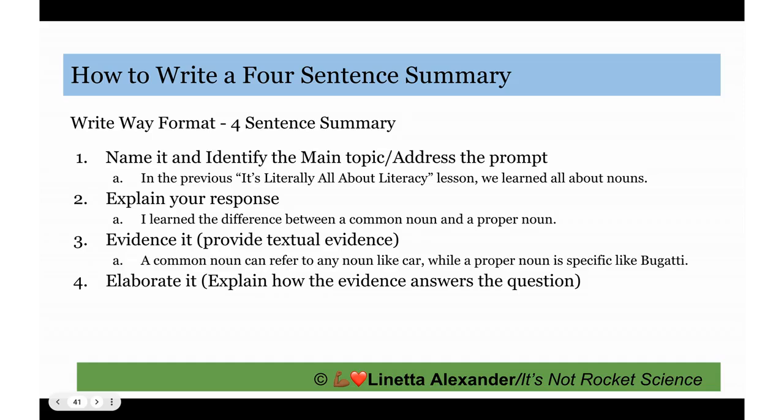Now it's time to give evidence. You got to prove that you learned something, right? So here's the evidence. A common noun can refer to any noun like car, while a proper noun is specific like Bugatti. Next, you want to elaborate. And this is kind of wrapping it up. And actually, the last sentence sometimes it will be helpful to mirror the top sentence. So when you elaborate, you can say, I'm confident that I can pass any tests on nouns. Why are you confident? Because you learned all about nouns as stated in the previous sentence.